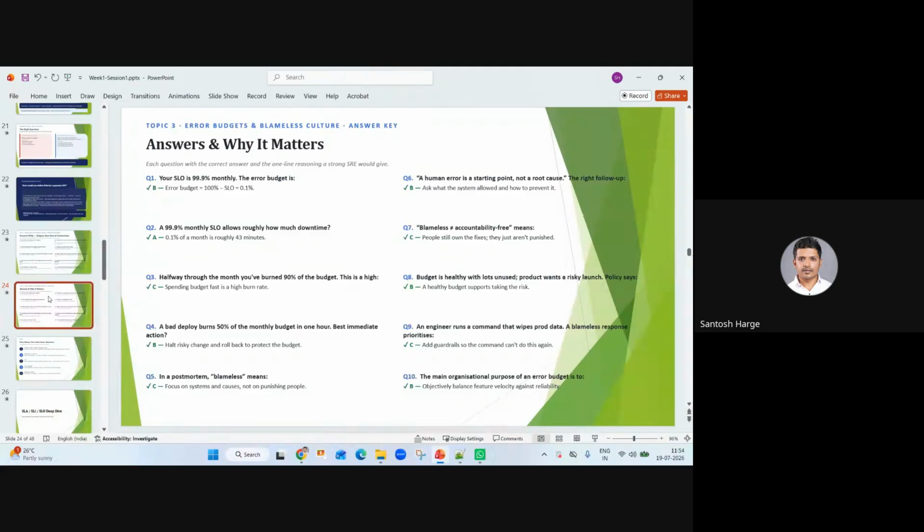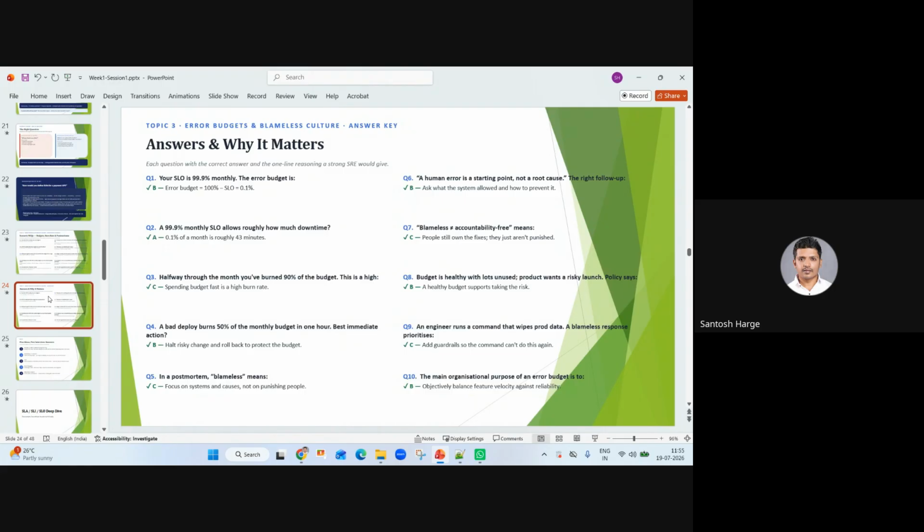Question number four, the bad deploy burns 50% of your monthly budget in 1 hour. Sometimes this happens, right? As Mukul and I were discussing about bad deployment, if any bad deployment happens with the canary rollout and 50% of your error budget is burned, it's better to halt the release and roll back rather than increasing the canary. In a postmortem, blameless means focus on the system, not punishing the people.